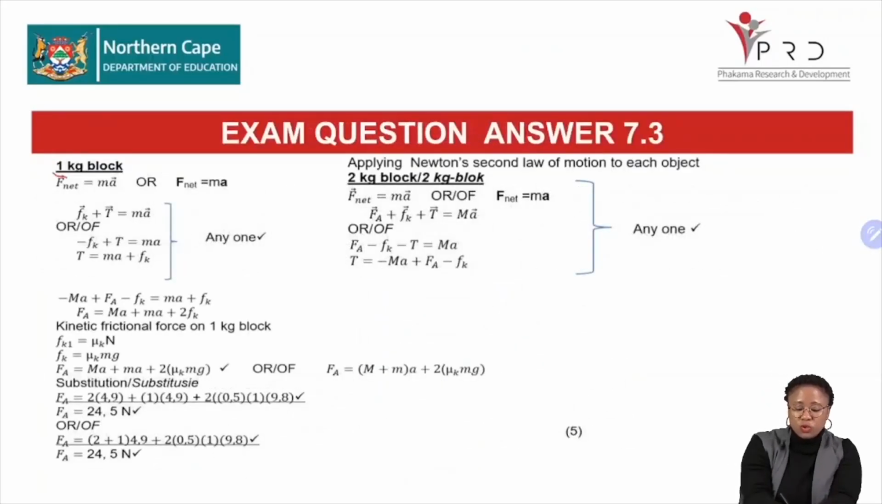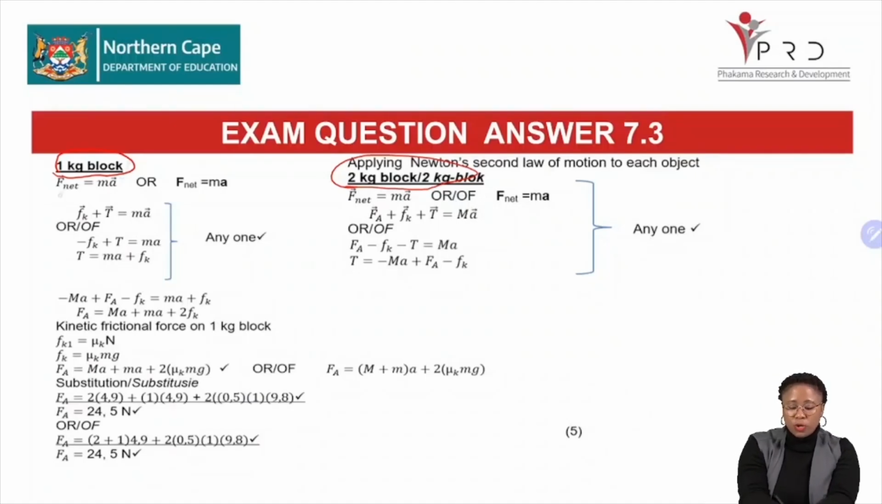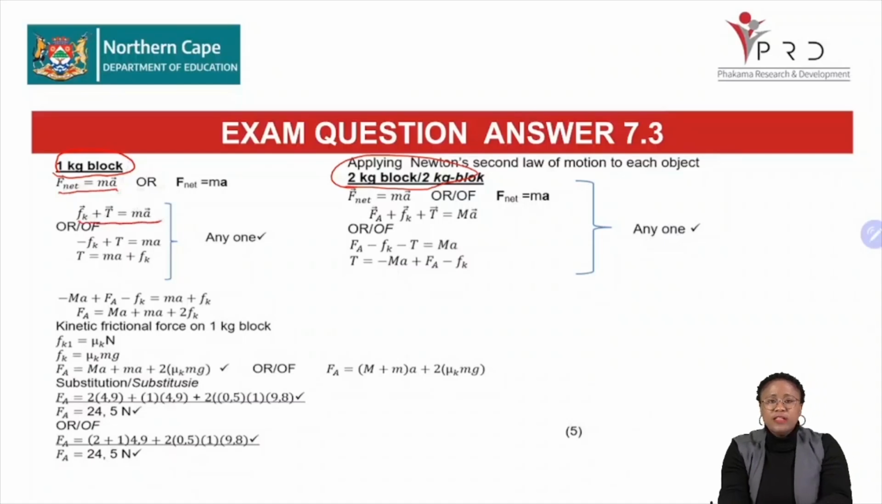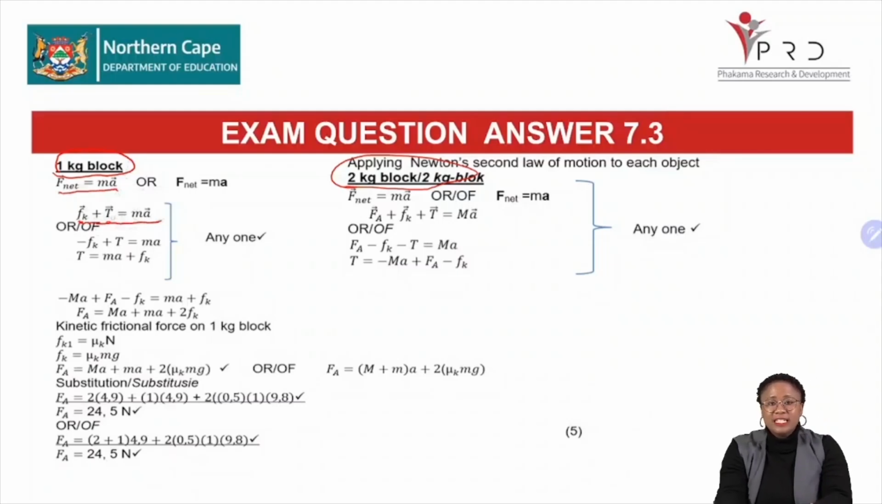So the first thing you're going to do is to work out the F net of the 2 blocks separately. So you will have the F net for the 1 kg block, where you are going to write F net equals ma, and then you include all the forces that are acting across the 1 kg block. And what do we have? We have the fk, we have the what? The tension force. But remember that fk and tension, they are going in opposite directions. It is very important to always choose your direction.